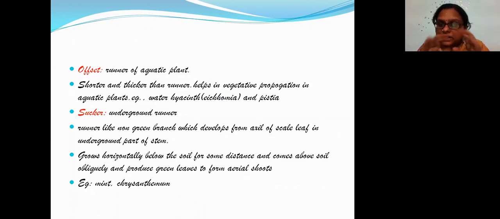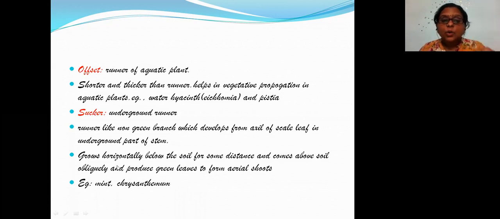But this sucker is a confusion, because if you see the starting point of this particular sucker, it's actually coming from the stem portion which is underground. That's why it is called an underground runner. But it soon comes out and grows just below the soil. So they have kept it under the category of the subaerial. But if you see the starting point, it is the stem which is just down the soil. So it is a runner, a non-green branch. It is not green, which develops from the axil of the scale leaf in the underground part of the stem.